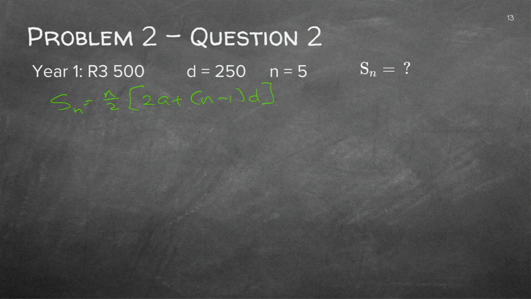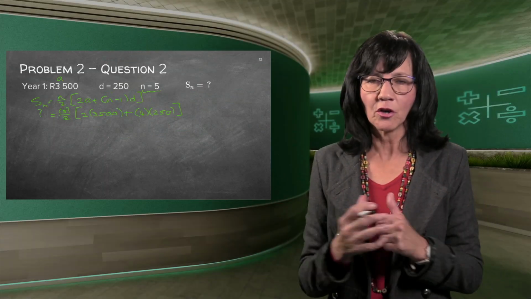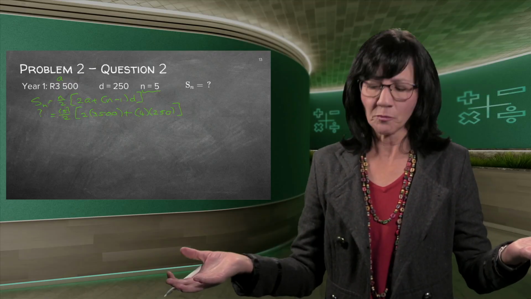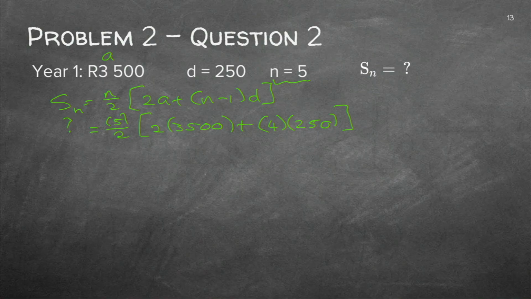So let's see what I have. Year 1, so that is my A, is 3,500. The N is 5, so I'm going to fill it in, 5 over 2. 2A is 3,500. I do know what the N is, sorry. N minus 1 is 4. The D is 250. Remember what they're asking here. They're asking the total amount that he spent by the end of 5 years. So there's my formula. Now after this is just normal algebra. After this you really can just calculate that and get the answer.